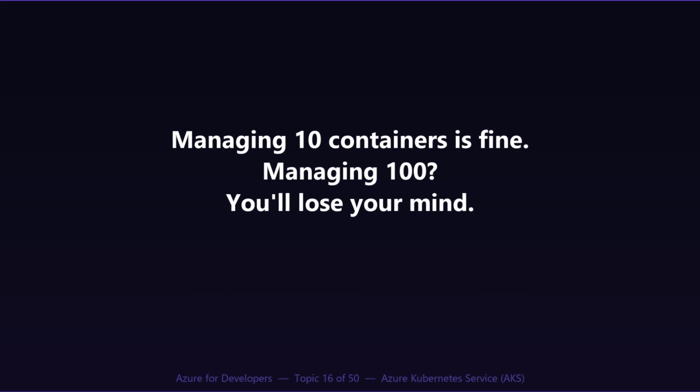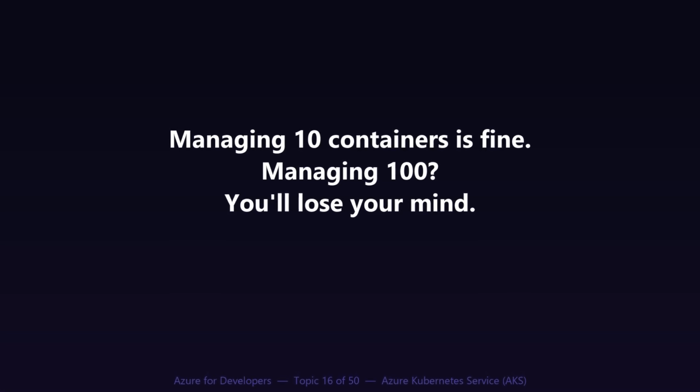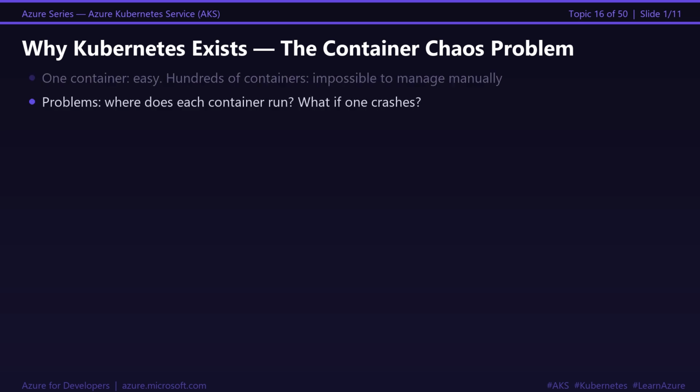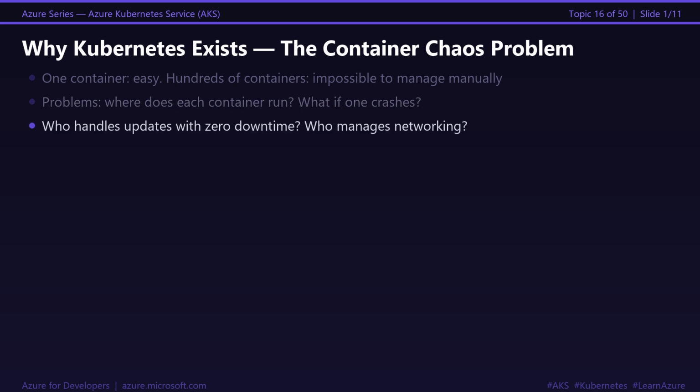Picture this. Your app is running great on 5 containers. Traffic doubles. You add 10 more containers manually. Now one crashes at 2 a.m. Another runs out of memory. 2 are sitting idle doing nothing while the others are overwhelmed. Managing containers at scale manually is chaos. And that's exactly the problem Kubernetes was invented to solve.